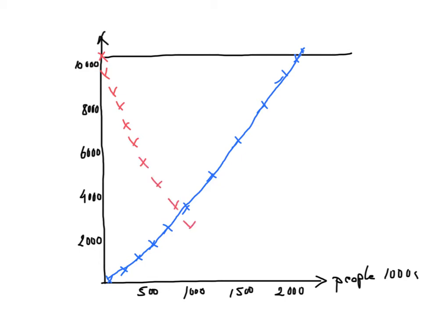If you decrease the price and more are using it, and then we have a price of 0, we have more than 2 million users. So this is the curve of the loss in consumer surplus, or the welfare loss.